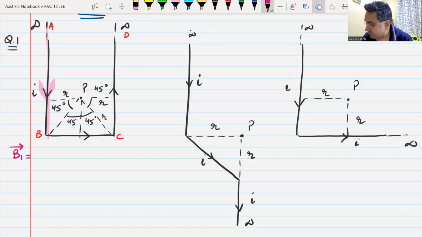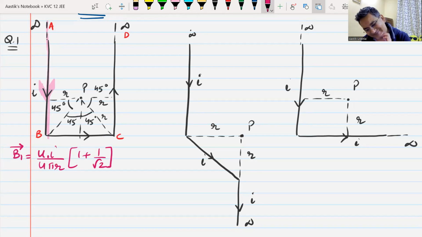What is the value of B1? Mu naught I by 4 pi into distance R, into 1 plus sine 45, which is 1 by root 2. Yes or no? Do we get this? Yes or no?